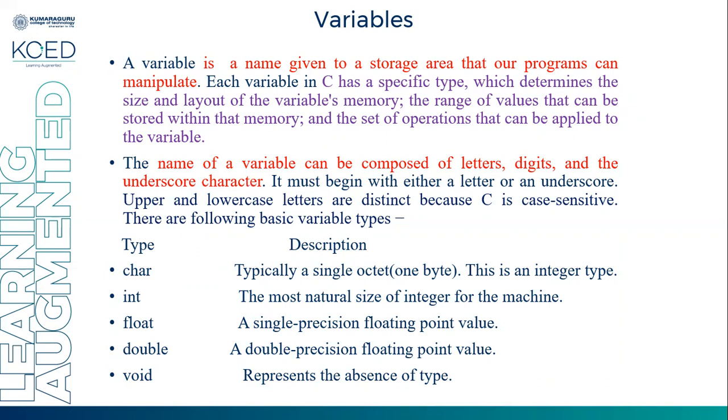You can store a particular data type: an integer variable can store integer data type, and a float variable can store float data type. The name of a variable can be composed of letters, digits, and the underscore. It must begin with a letter or an underscore. Uppercase and lowercase letters are distinct because C is case sensitive.